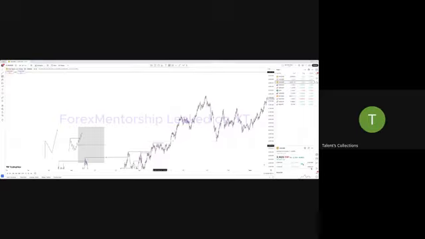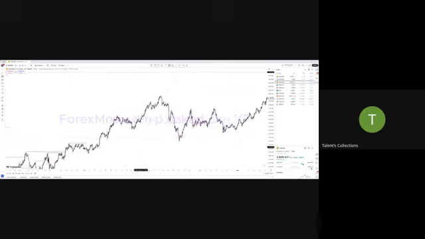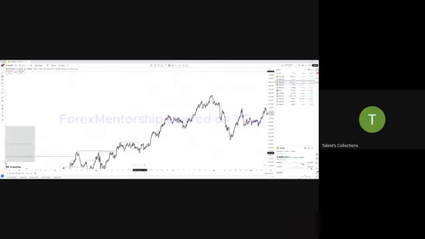Now let's see. This was the base that led to this one. Okay. This was the base that led to this one. This is the last low.